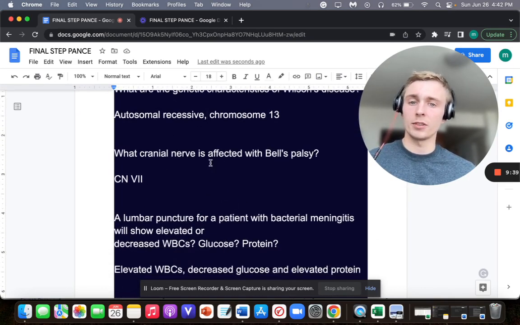What cranial nerve is affected with Bell's palsy? So Bell's palsy, what cranial nerve is affected? That's going to be cranial nerve 7. So Bell's palsy, cranial nerve 7, the facial nerve.